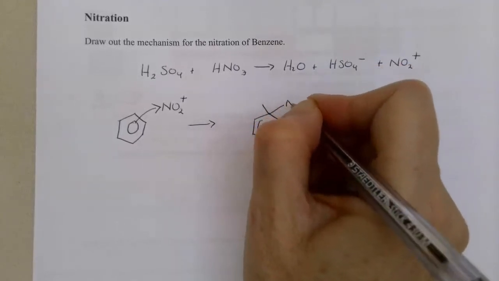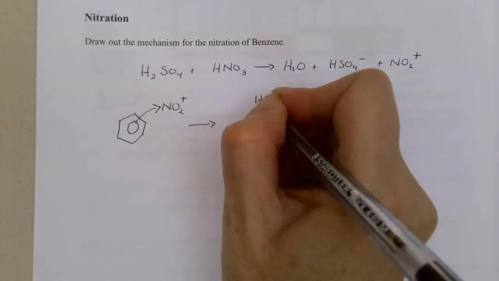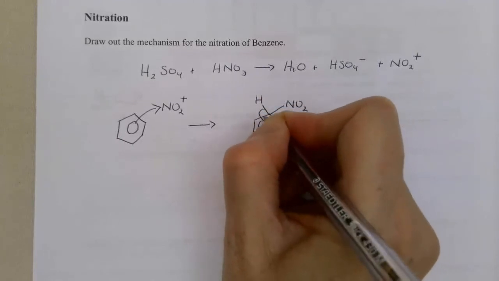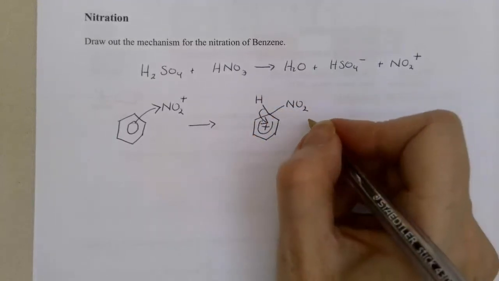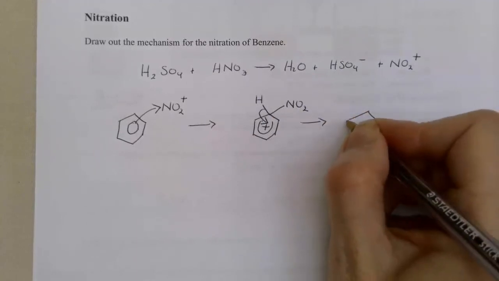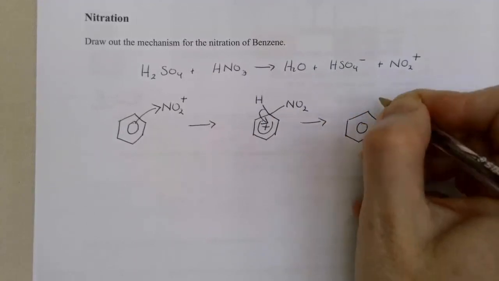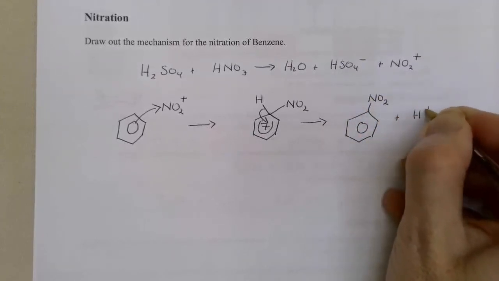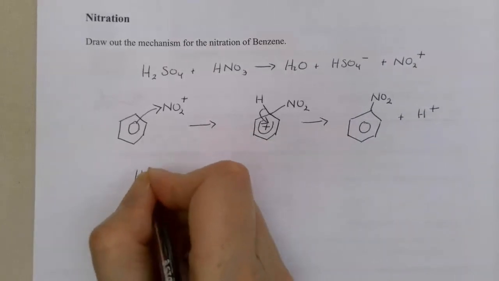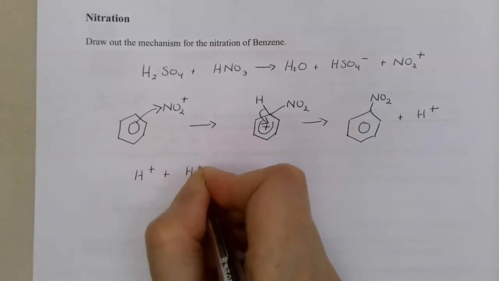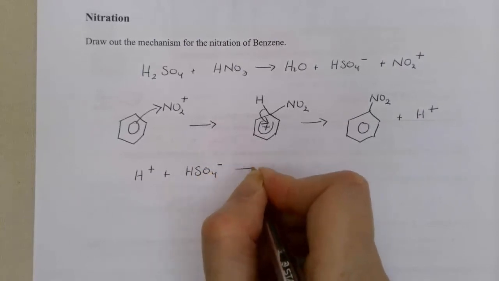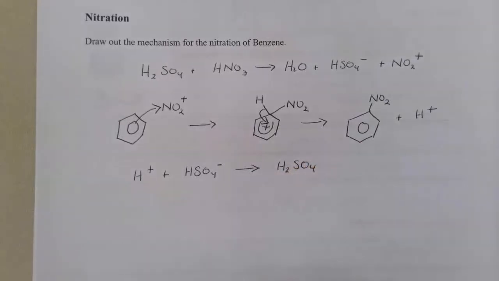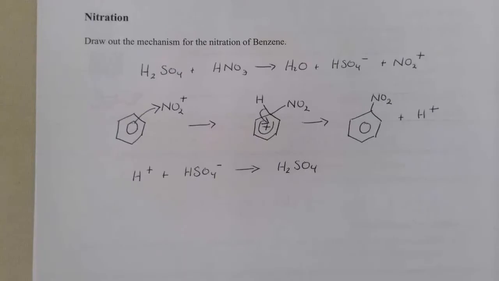We get our NO2 joined on and our hydrogen. The electrons in the carbon-hydrogen bond go back into the ring to reform the ring, and we get our benzene ring with our NO2 group on it, and we have our hydrogen ion. That hydrogen ion then reacts with the HSO4 minus to reform H2SO4, and that is the complete mechanism.